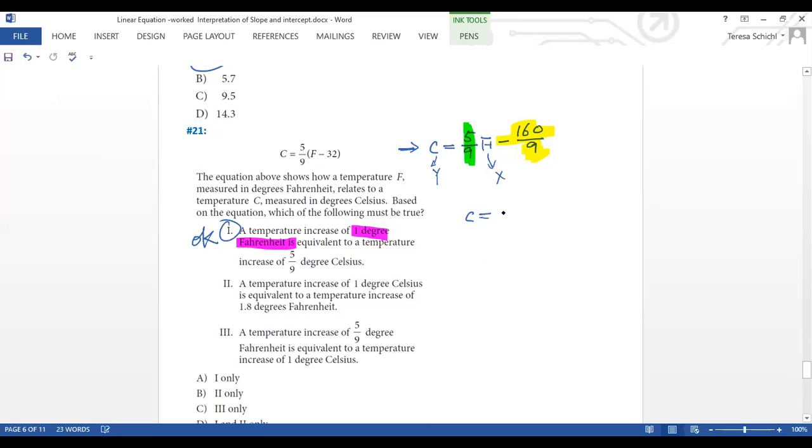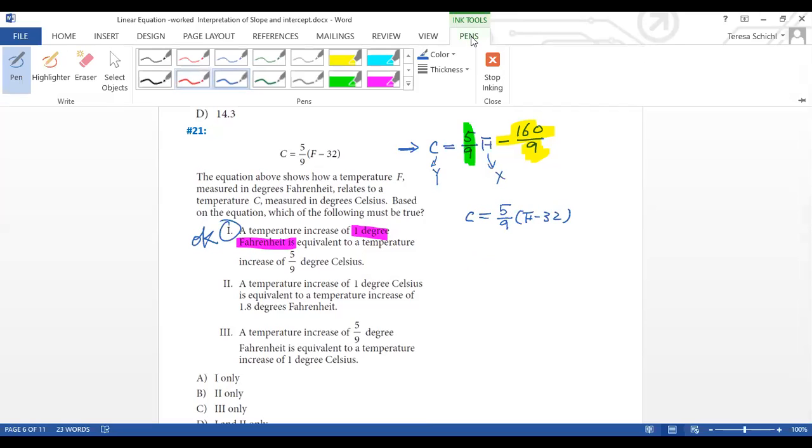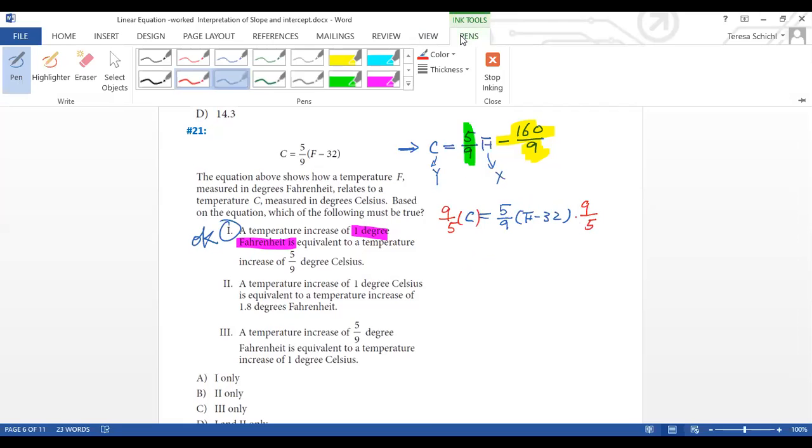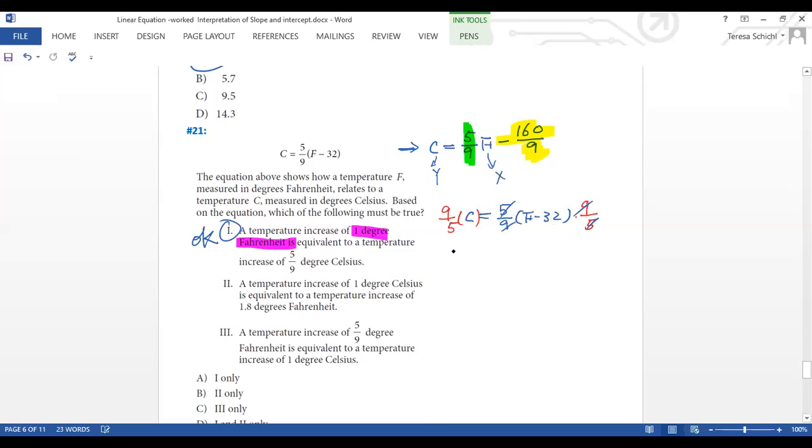Celsius is 5/9 times F minus 32. Now I'm going to make Celsius my X. So I multiply by 9/5 and the factors cancel. So F minus 32 is equal to 9/5 Celsius. If you add 32 to both sides, F is equal to 9/5 Celsius plus 32. Wow, this is good.